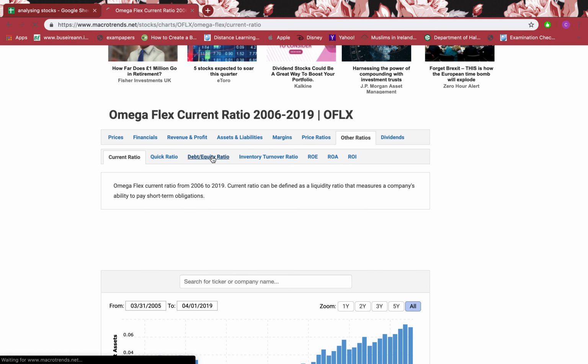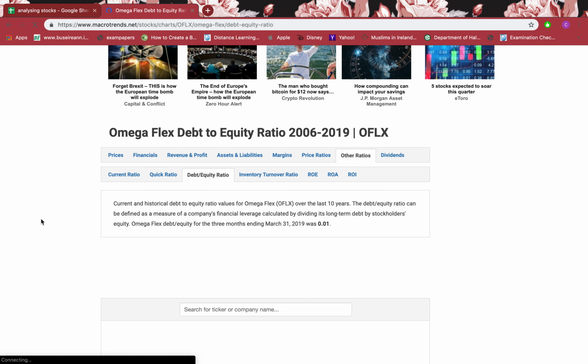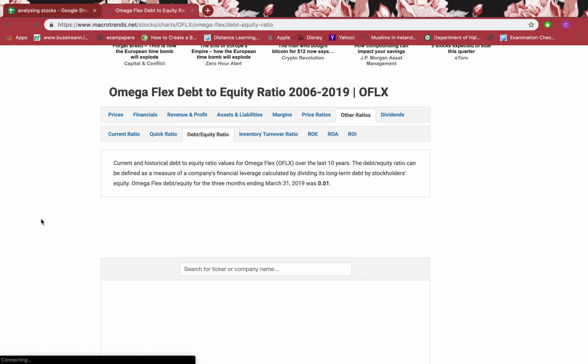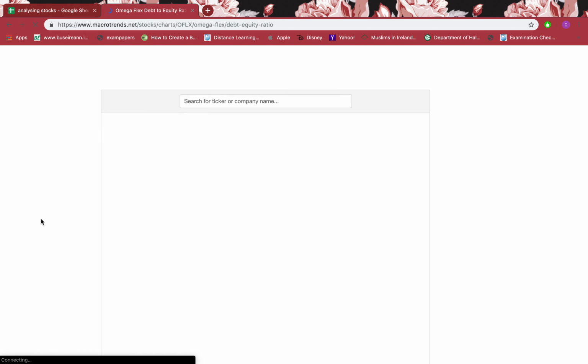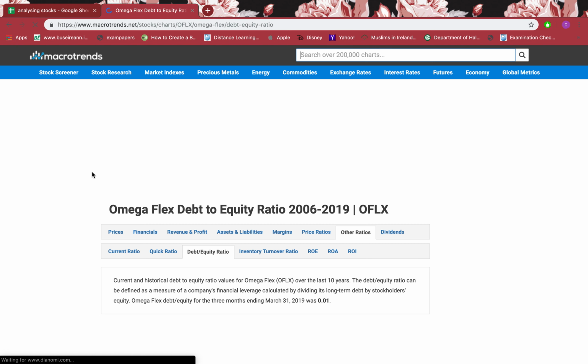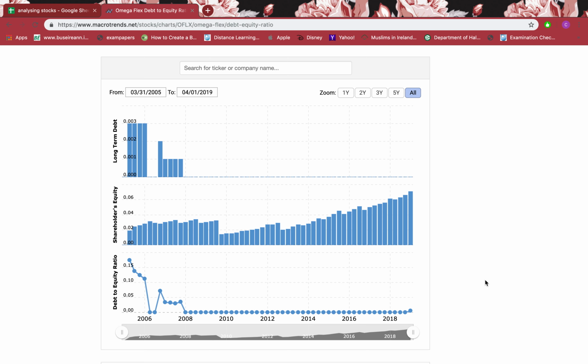Let's look at debt equity ratio. This tells us if the firm is mainly operating on long-term debt or equity. We want the ratio to be 0.5 or less than that for it to have a margin of safety. Let's have a look. So we want 0.5 or less than that. It's 0.01, which is a lot less than 0.5. Let's go back. So it's 0 consistently, and then it's 0.04, and then 0.